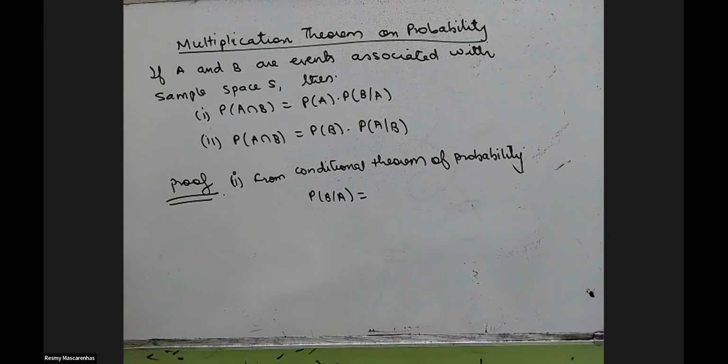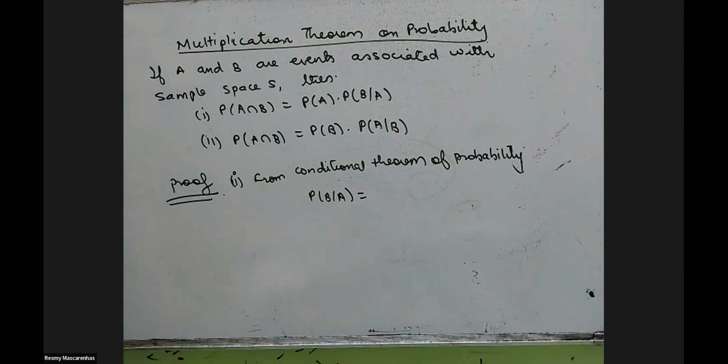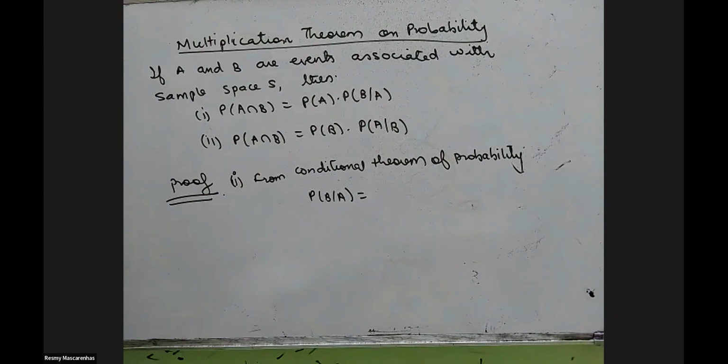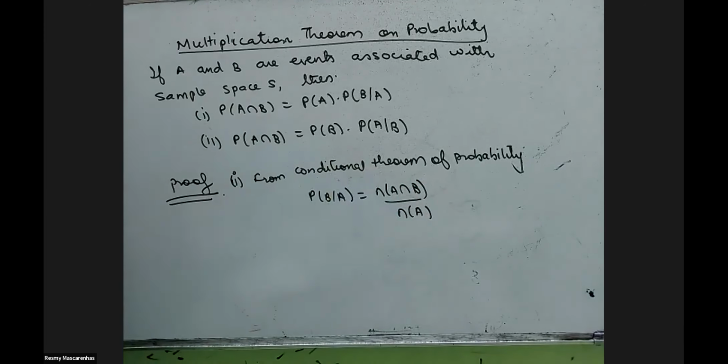What is P of B upon A? What is the formula given? Tell quickly. To solve B upon A, what is the formula? Just now, which formula I gave you all? So n of A intersection B upon n of A. Yes, n of A intersection B upon n of A. So just write that formula as it is.